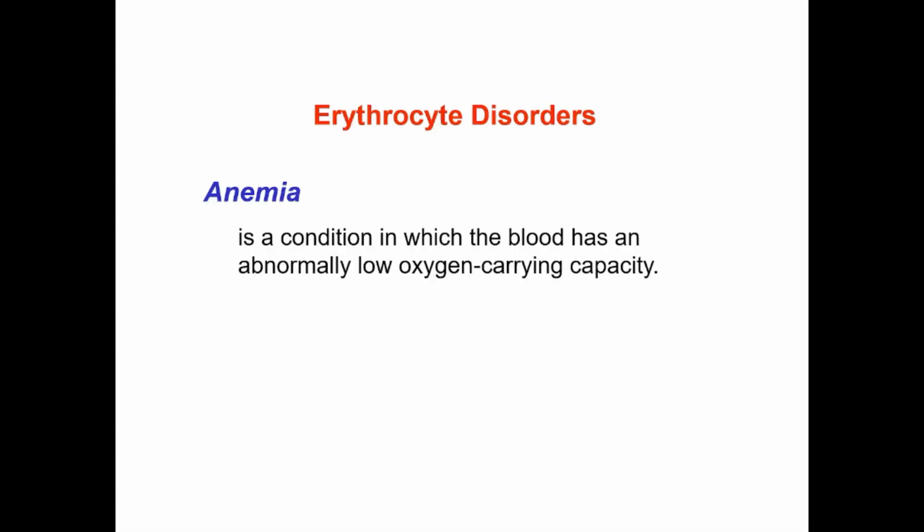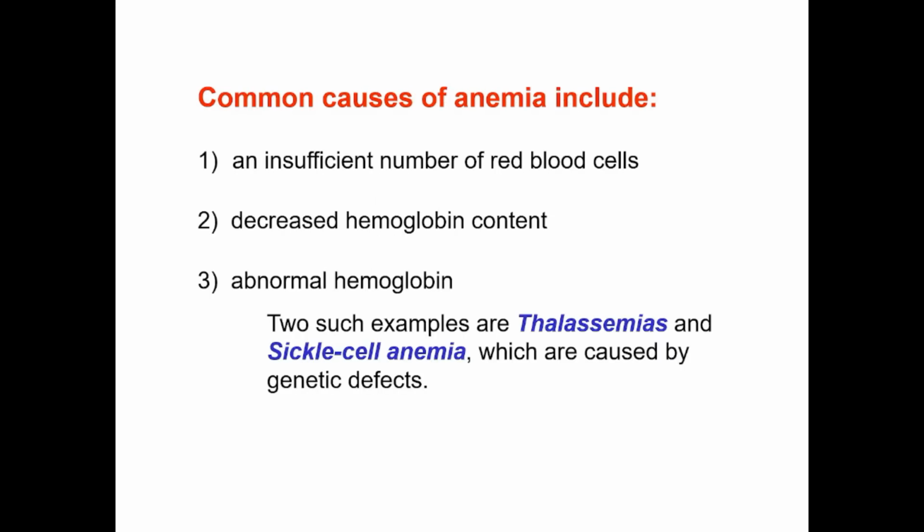There are a few erythrocyte disorders, such as anemia, a condition in which the blood has abnormally low oxygen carrying capacity due to a lesser number of RBC. Common causes of anemia include an insufficient number of RBC, decreased hemoglobin content, and abnormal hemoglobin, for which I can cite the examples of thalassemia and sickle cell anemia.